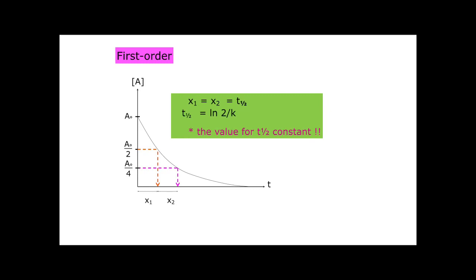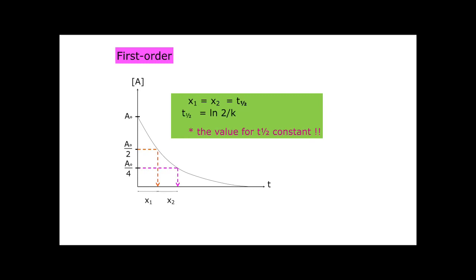We have to determine the half-life for the reaction by determining the time taken for the concentration to reduce to half of its initial value. Next, we have to determine the second half-life by determining the time taken for the concentration to reduce to half of the amount after the first half-life.